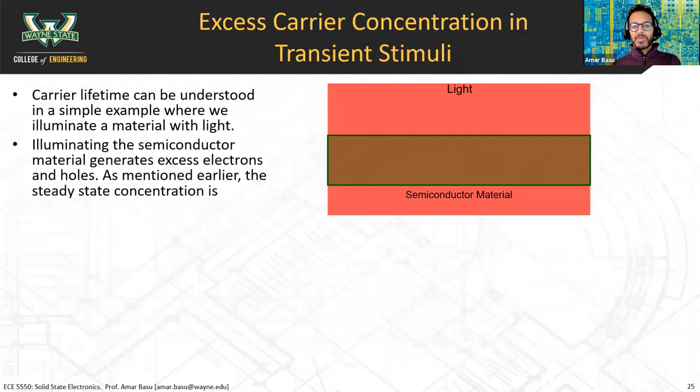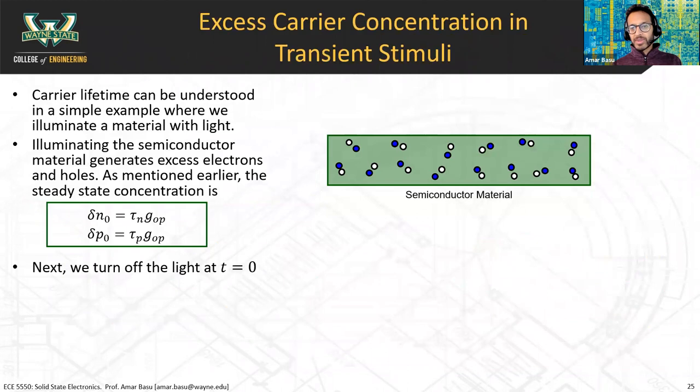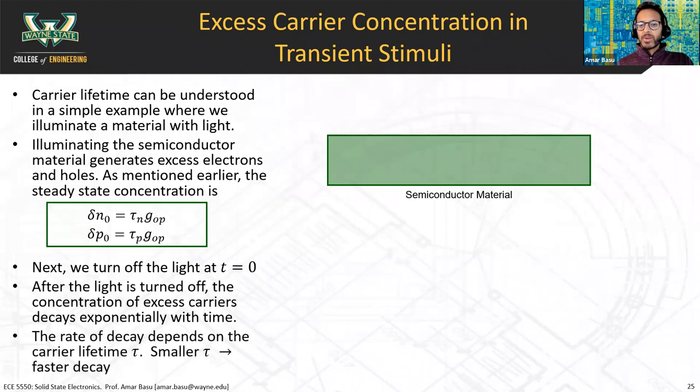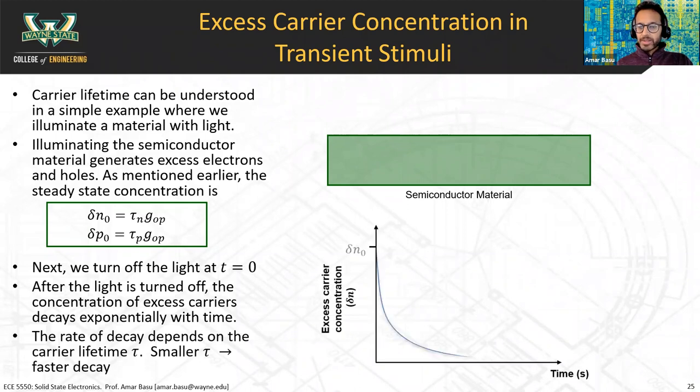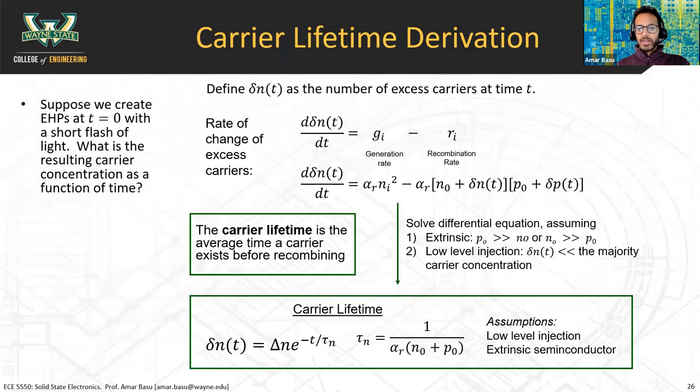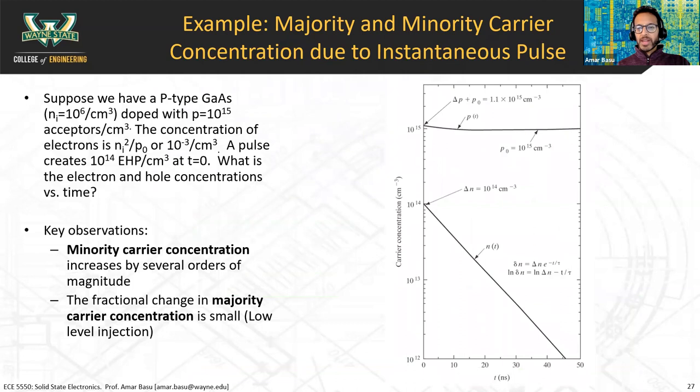And then we talked about the transient case. This is where you turn on a light source, you generate excess carriers, and then you turn off the light source. What we found out basically is that these excess carriers start to disappear. Like you see here, they disappear over time. The excess carrier concentration over time is given by this exponential decay function. In that exponential decay function, there is this time constant tau, which is the carrier lifetime. If you have a short carrier lifetime, then the decay will be rapid like this. If you have a large carrier lifetime, it will be more gradual. We talked about how to derive the carrier lifetime, and we did some example problems.